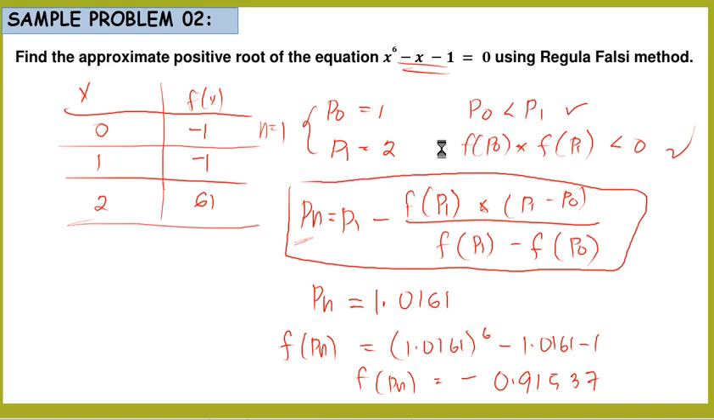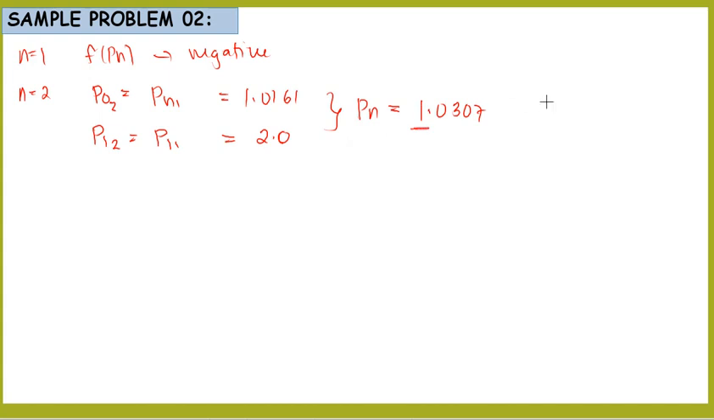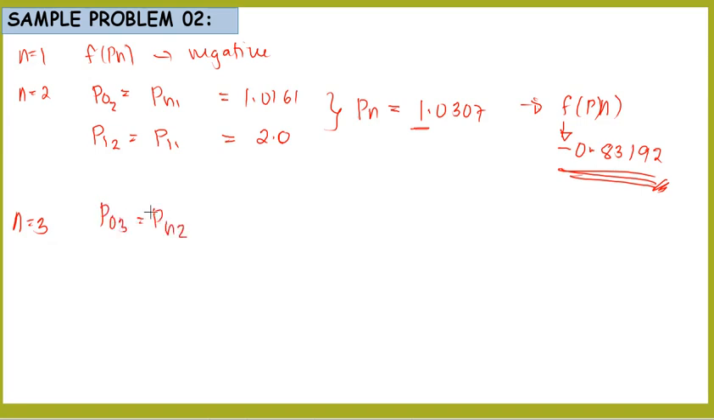Okay, so to solve for this Pn. And then, you have to solve for the function of Pn. So, yung function of Pn natin dito is actually negative 0.83192. Okay? So, negative pa rin yung value natin dito. So, pag nagpunta tayo sa next iteration, which is n is equal to 3, yung P0 of 3 natin is equal to Pn of 2, and yung P1 of 3 natin is equal to P1 of 2. Ito yung subscript natin dito is our number of iteration. Okay? So, ganyan lang siya.